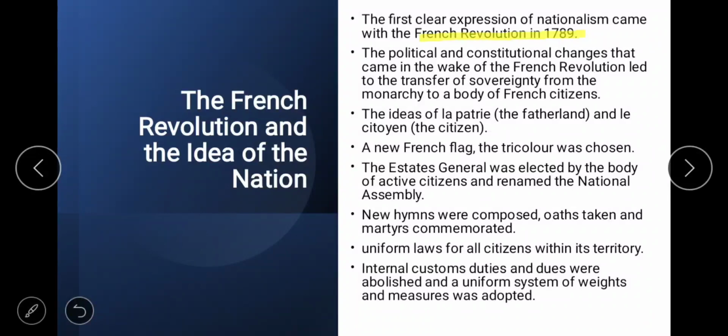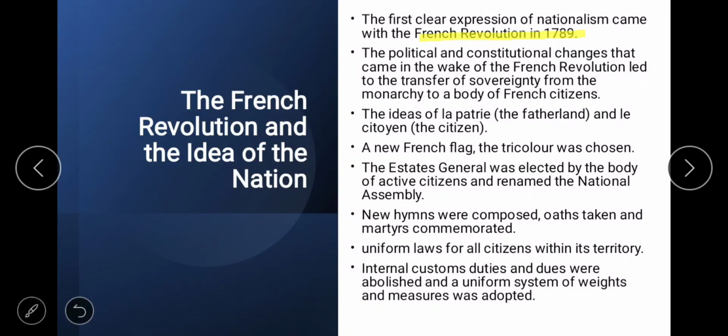And soon after the revolution, it was proclaimed that the people would constitute and shape the nation. That is, the nation will be ruled by whom? By the citizens of the nation. So what are the measures that created the sense of collective identity amongst the French people? So let's just see what are the measures that brought about this change of collective identity.